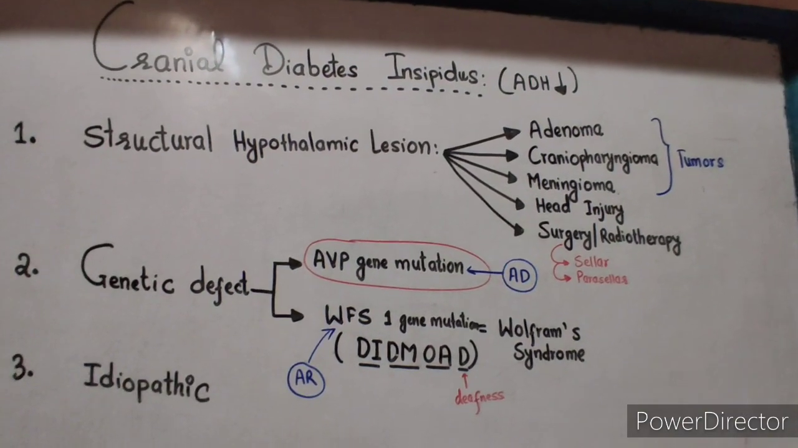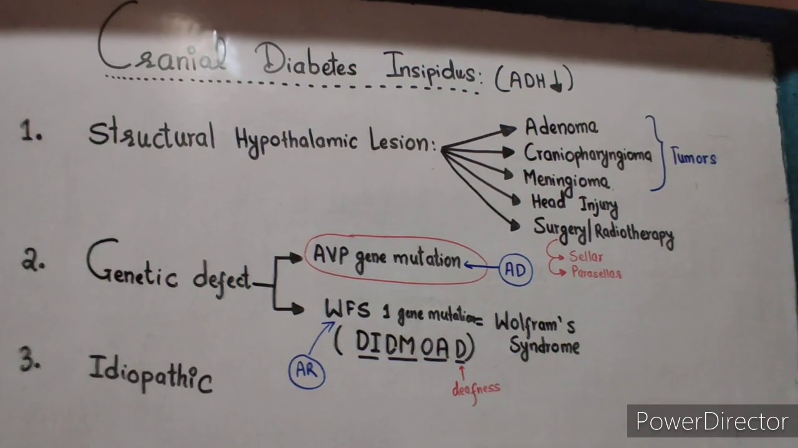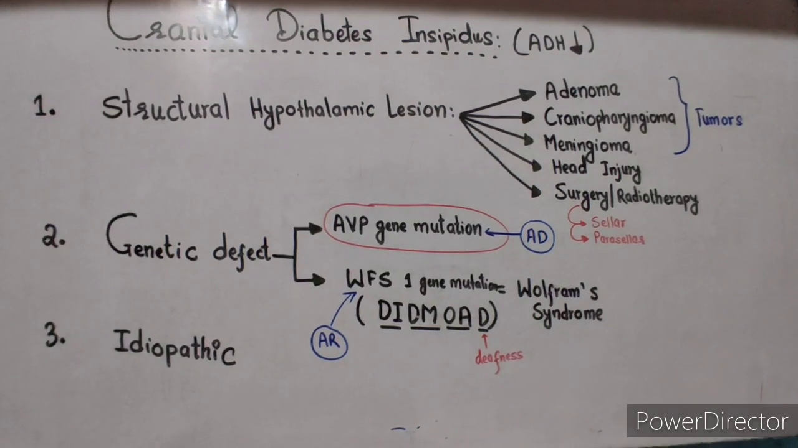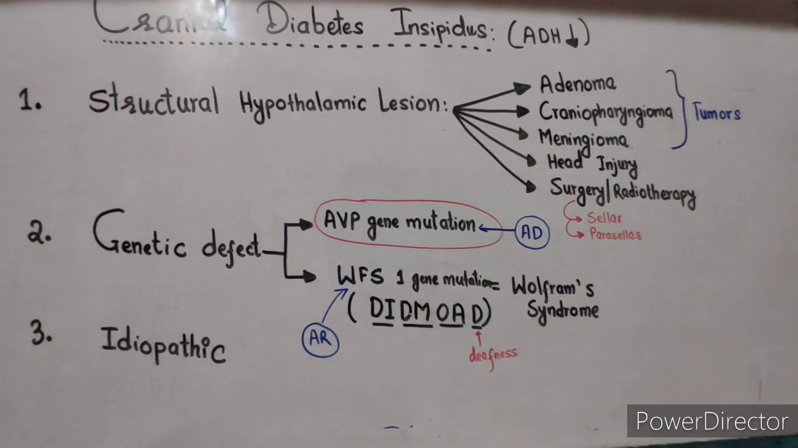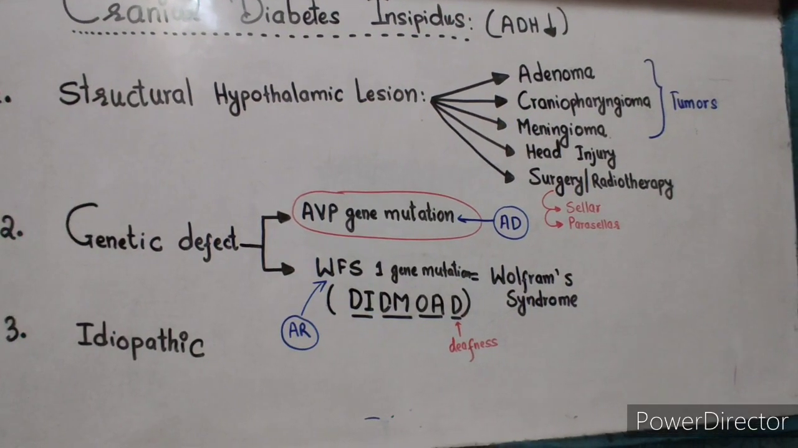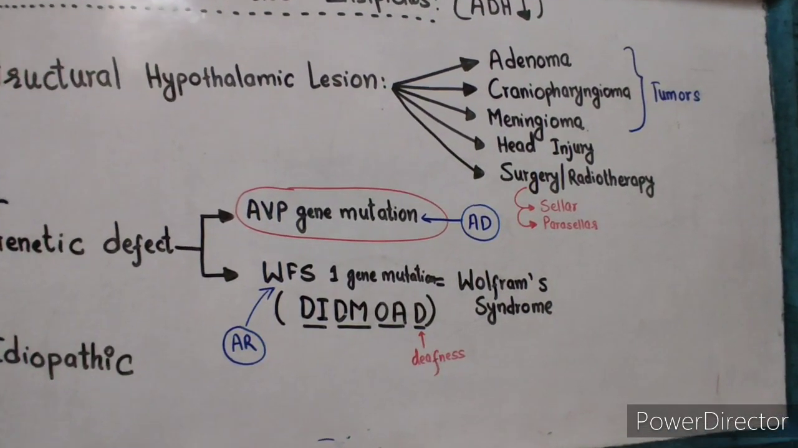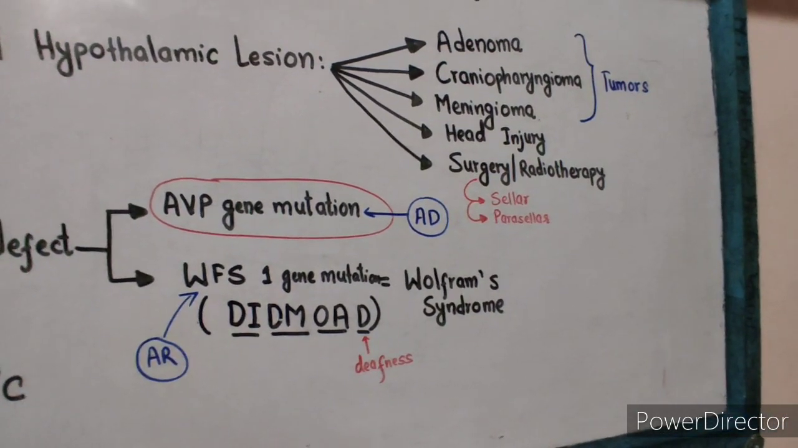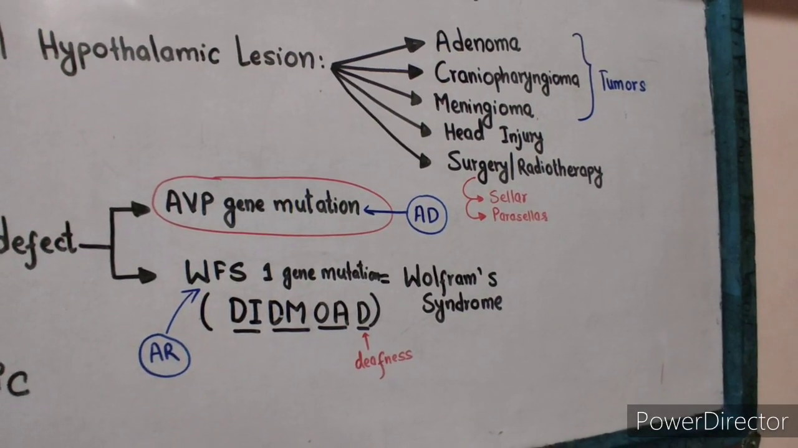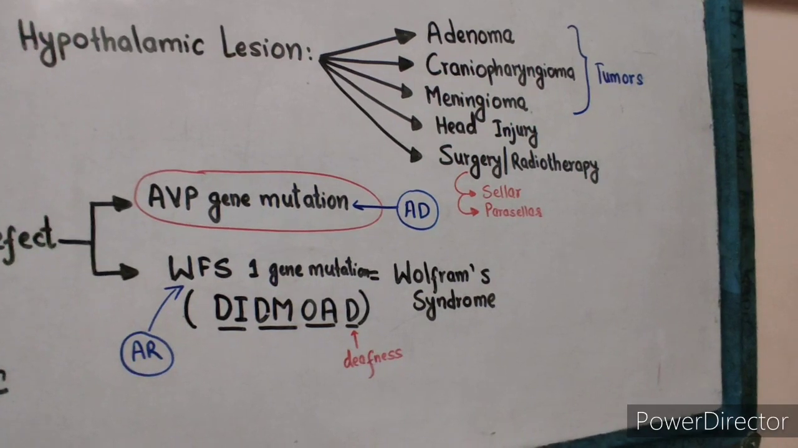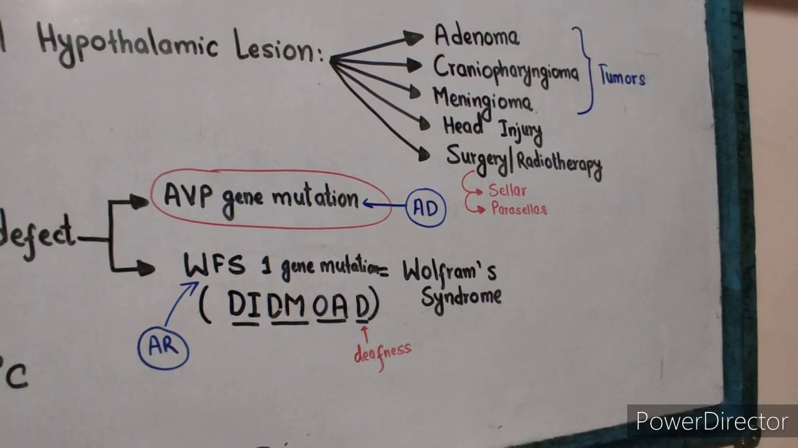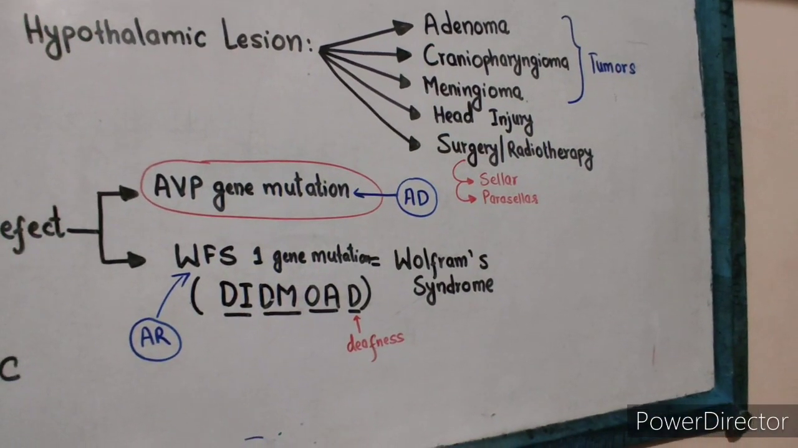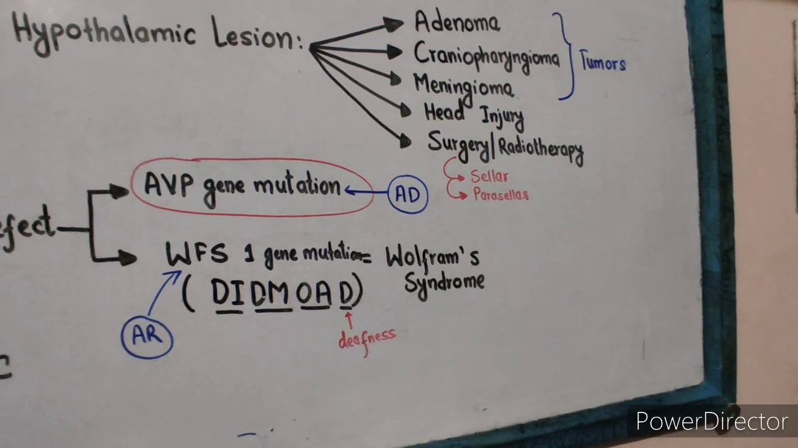Cranial diabetes insipidus is one in which there is deficient production of antidiuretic hormone. Its causes are structural hypothalamic lesions. The major hypothalamic lesions that cause diabetes insipidus are listed here. Tumors like adenoma, craniopharyngioma and meningioma. Adenoma is a benign tumor of the epithelial cells. Craniopharyngioma is also a benign tumor of the pituitary gland embryonic tissue. Meningioma is in 90% of the cases benign. It is a slowly growing tumor arising from the meninges covering the brain and spinal cord.